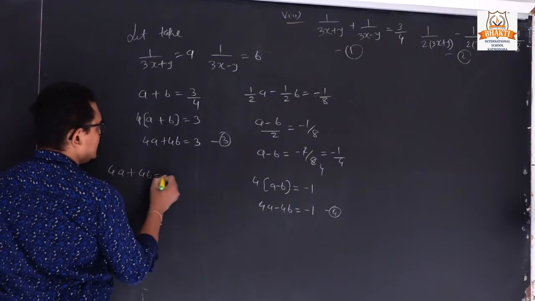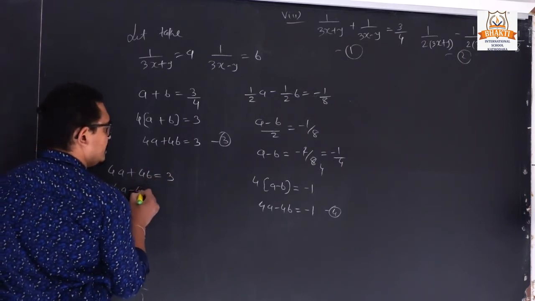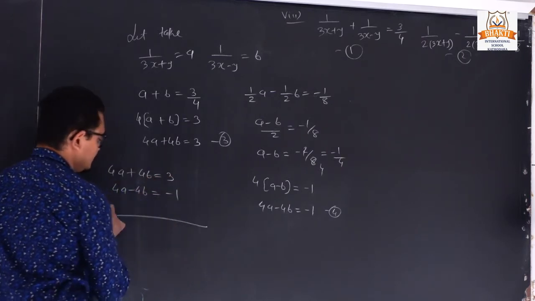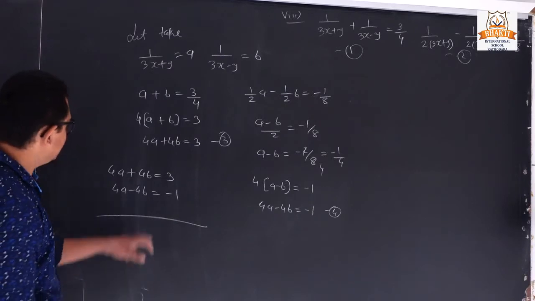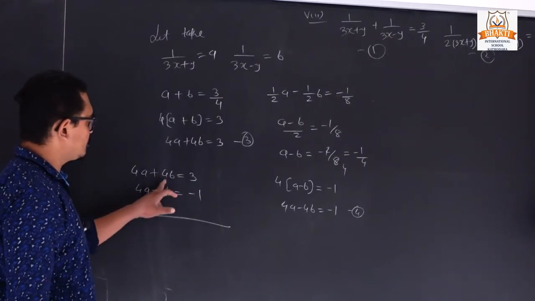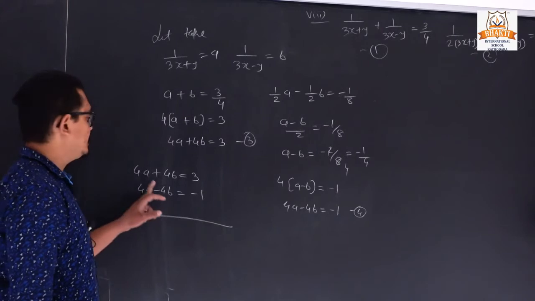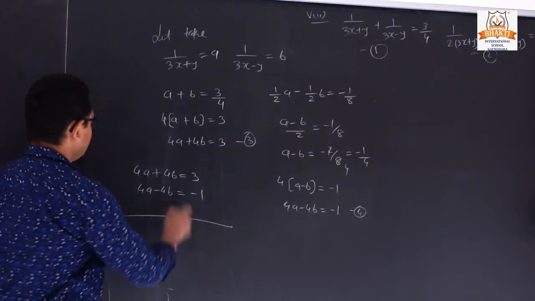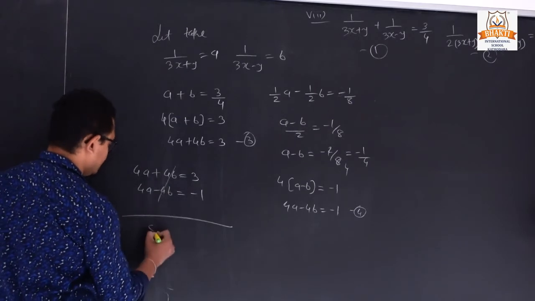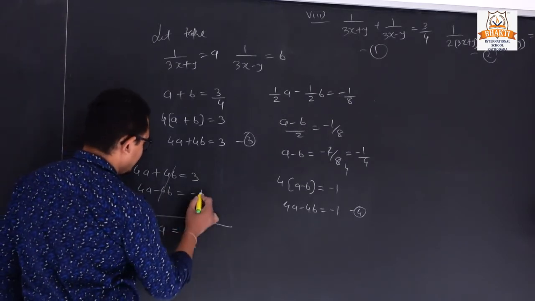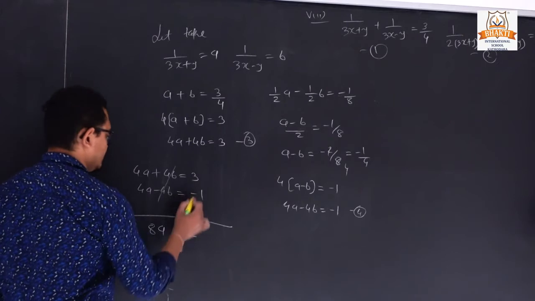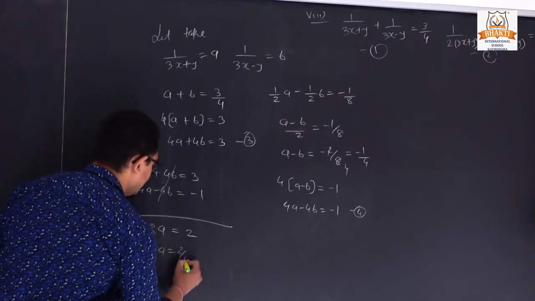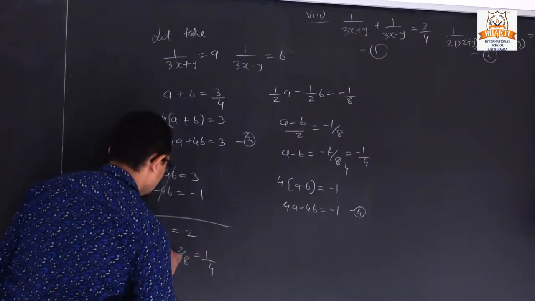4a plus 4b is equal to 3 and 4a minus 4b is equal to minus 1. So here we can directly cancel these 4b and minus 4b. So here we do not multiply with any integer. So 4a plus 4a is 8a, 3 minus 1 is 2. So 8a is equal to 2, a is equal to 2 by 8. So it is 1 by 4.